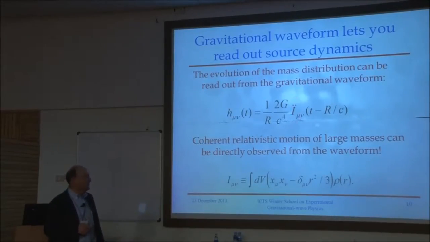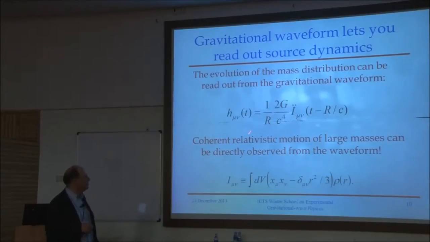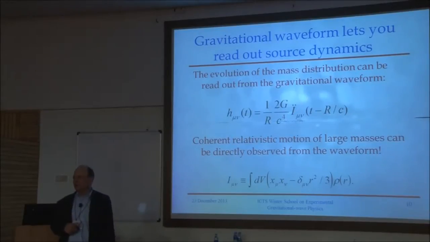So to make up for the fact that G over c to the fourth is part of this formula, we either need to be very close to the source, or we need a dramatically large second time derivative of a mass quadrupole moment. And so what we're going to do together in the next minute or two is try to see what are the prospects for making I double dot over R large enough to overcome G over c to the fourth.